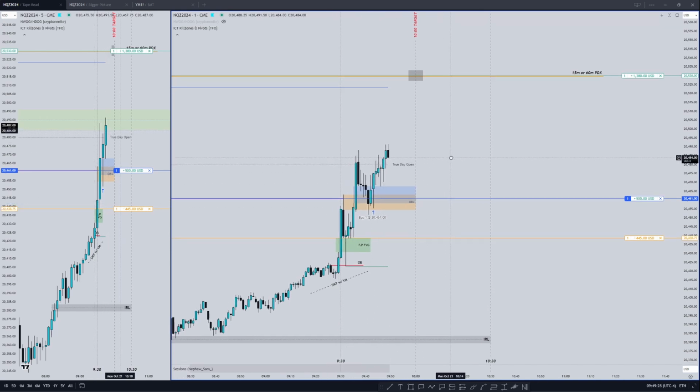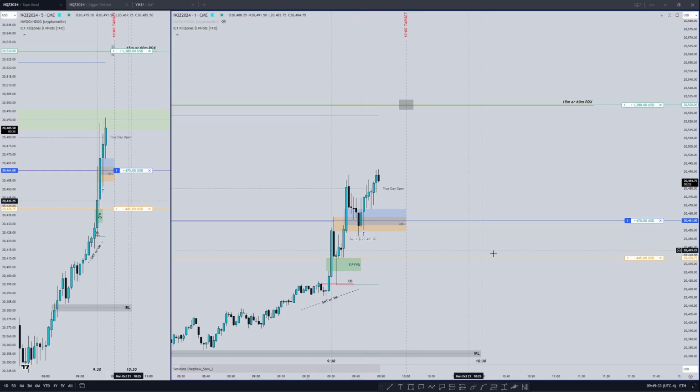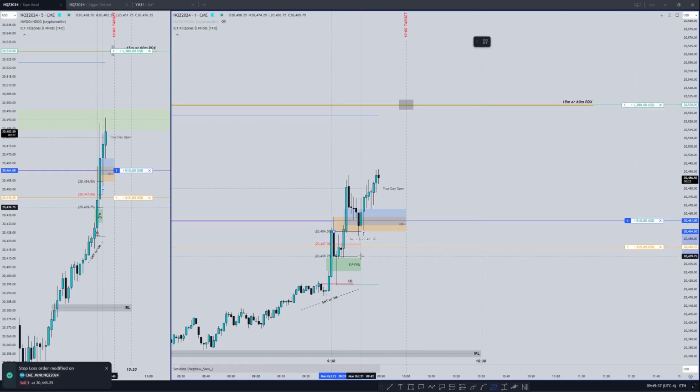So for the most part, it looks like a really high quality setup. I could trim stop to there too if I wanted to. I'm going to move it to below the consequent mean threshold of this order block.